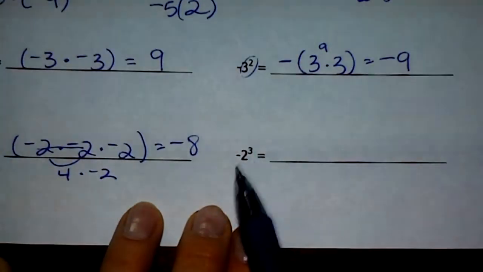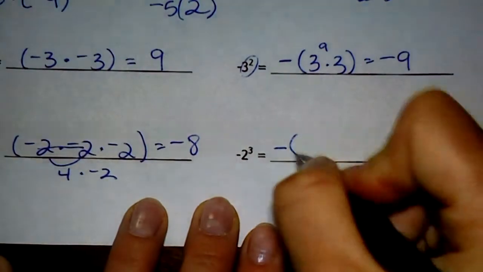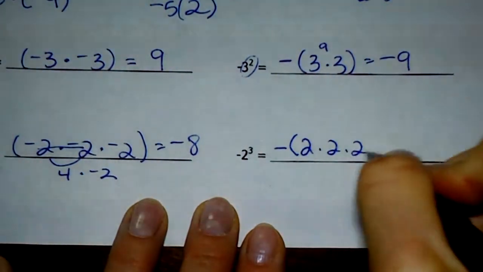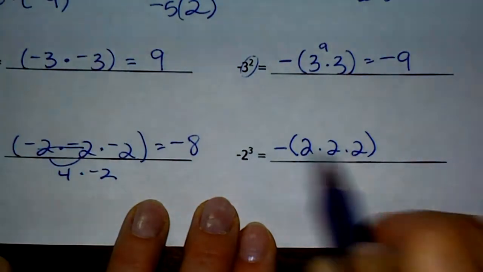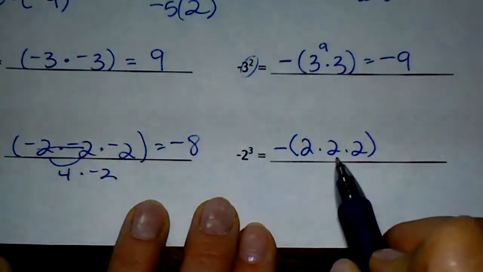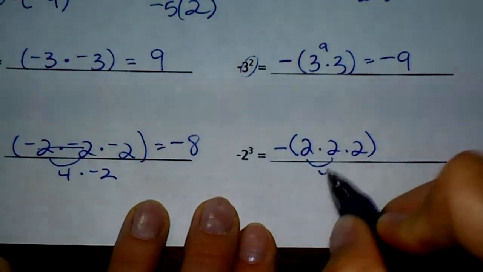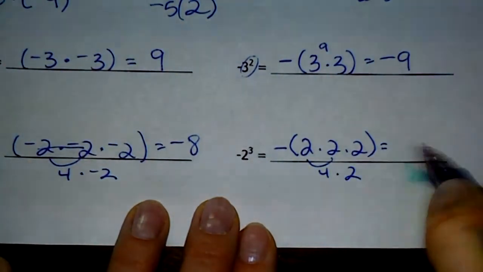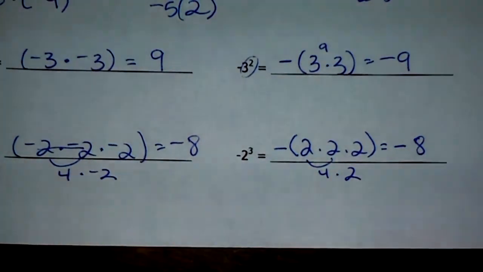All right, this is the opposite of whatever 2 to the 3rd power is. So that means the opposite of 2 times 2 times 2. So here, my base stays positive as I'm multiplying it, and at the end, I take the opposite of whatever I get. So 2 times 2 is 4, and 4 times 2 is 8, and the opposite of 8 is a negative 8.